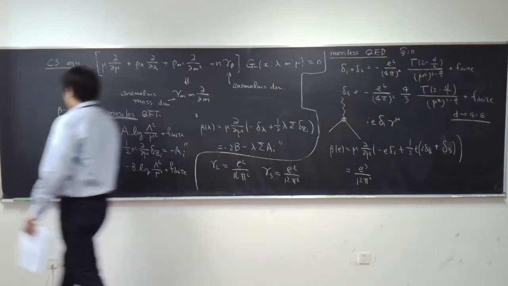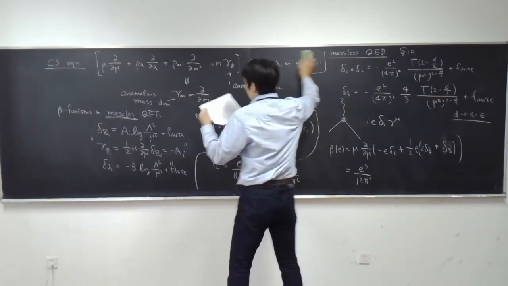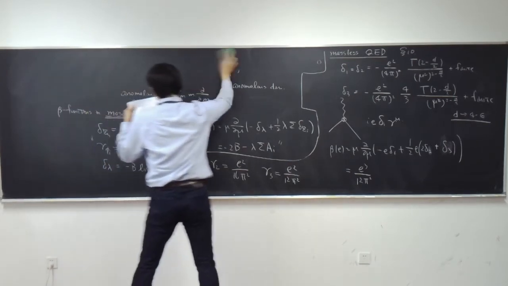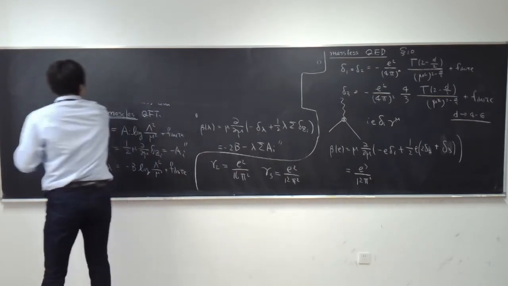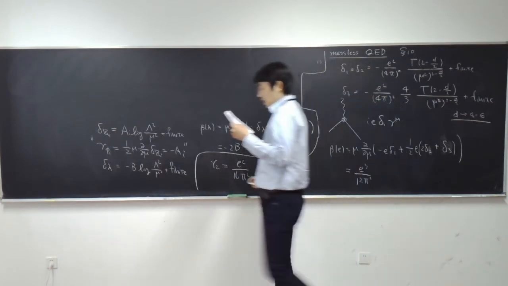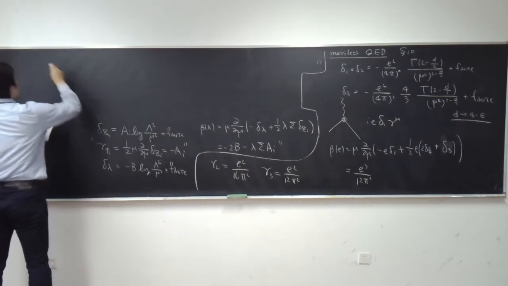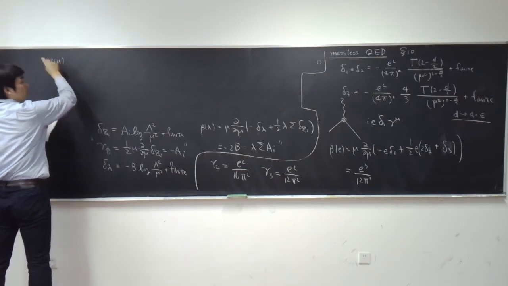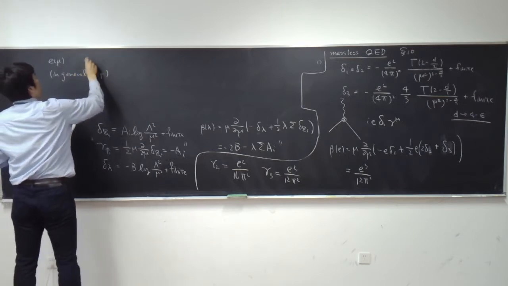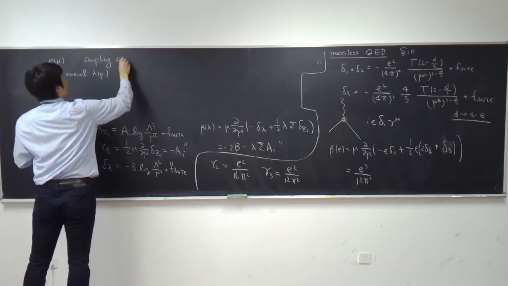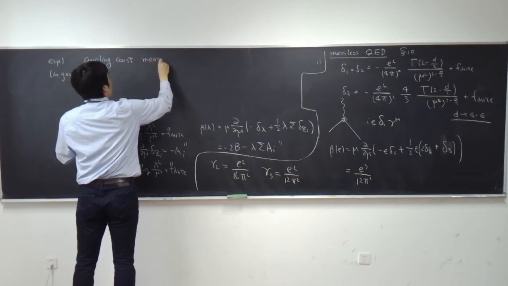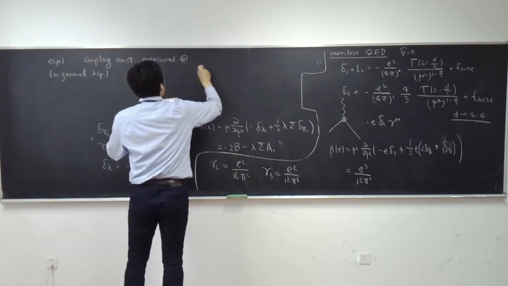Okay, so that's the QED case. And furthermore, as I mentioned last time, this e of mu, or lambda of mu in general, lambda of mu is the coupling constant measured at scale mu.